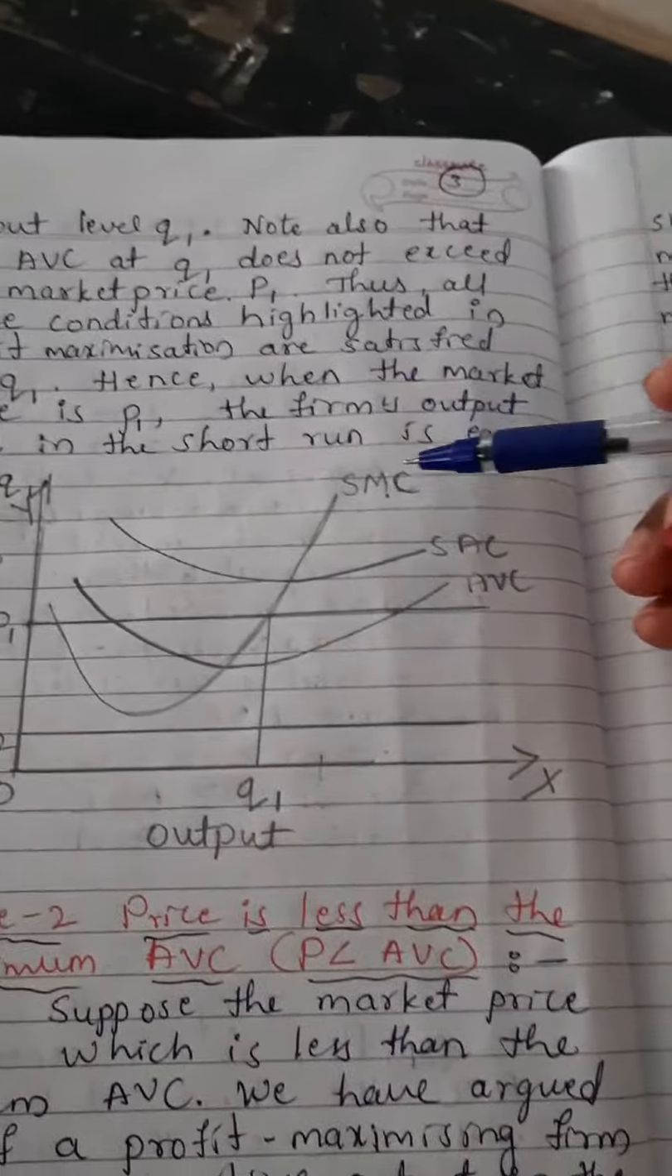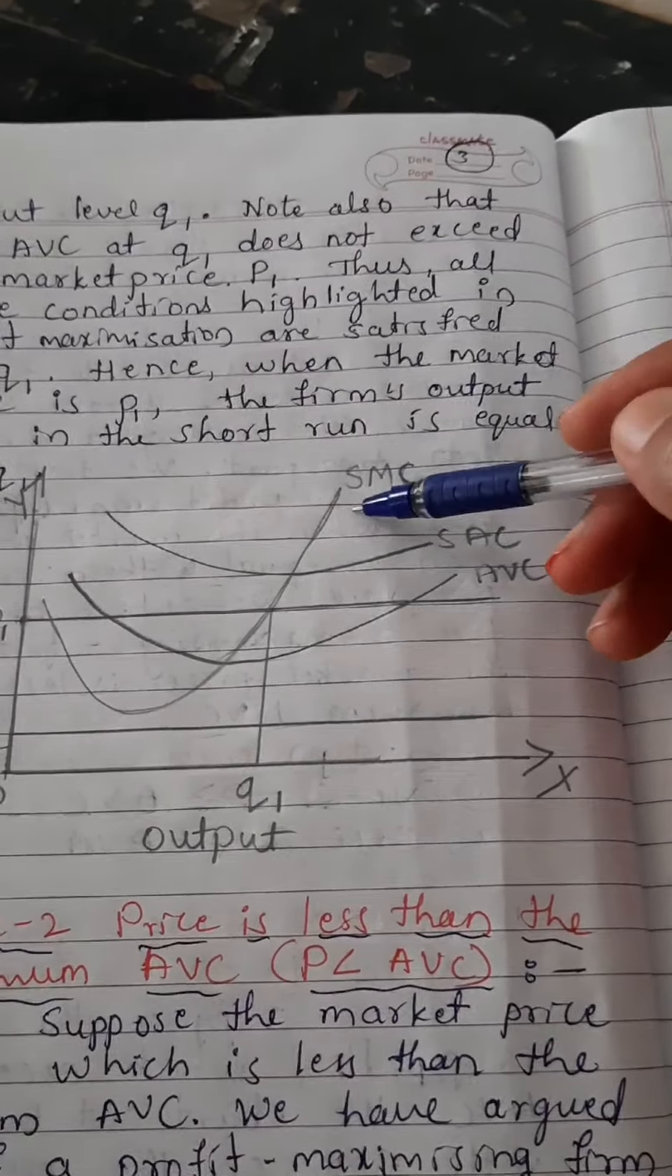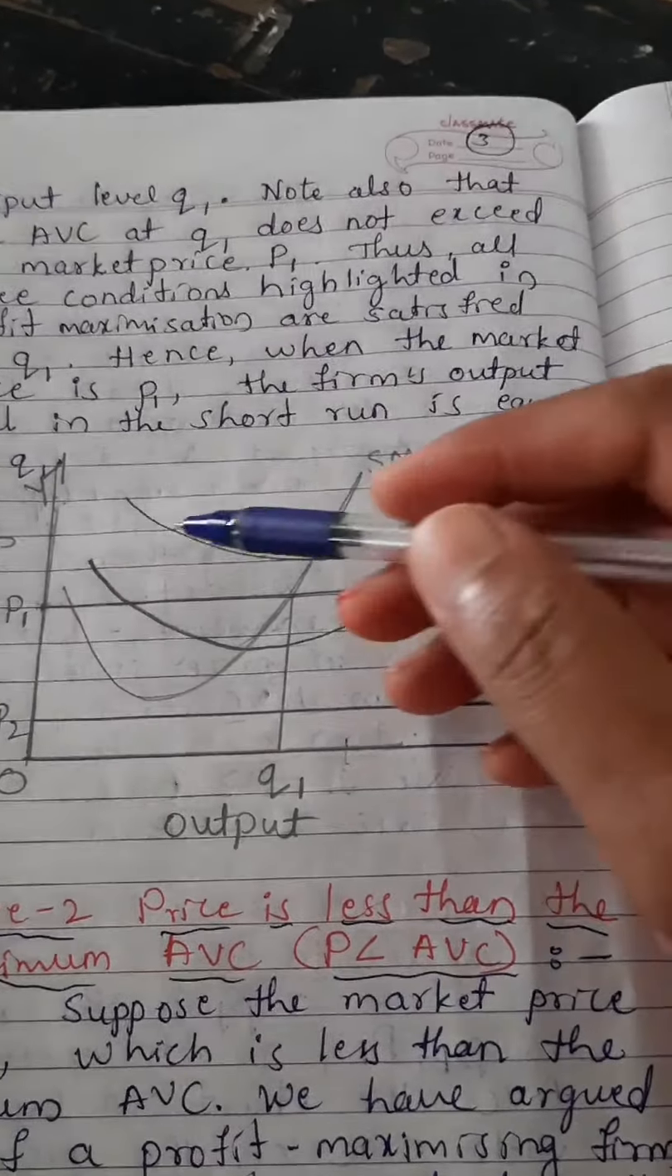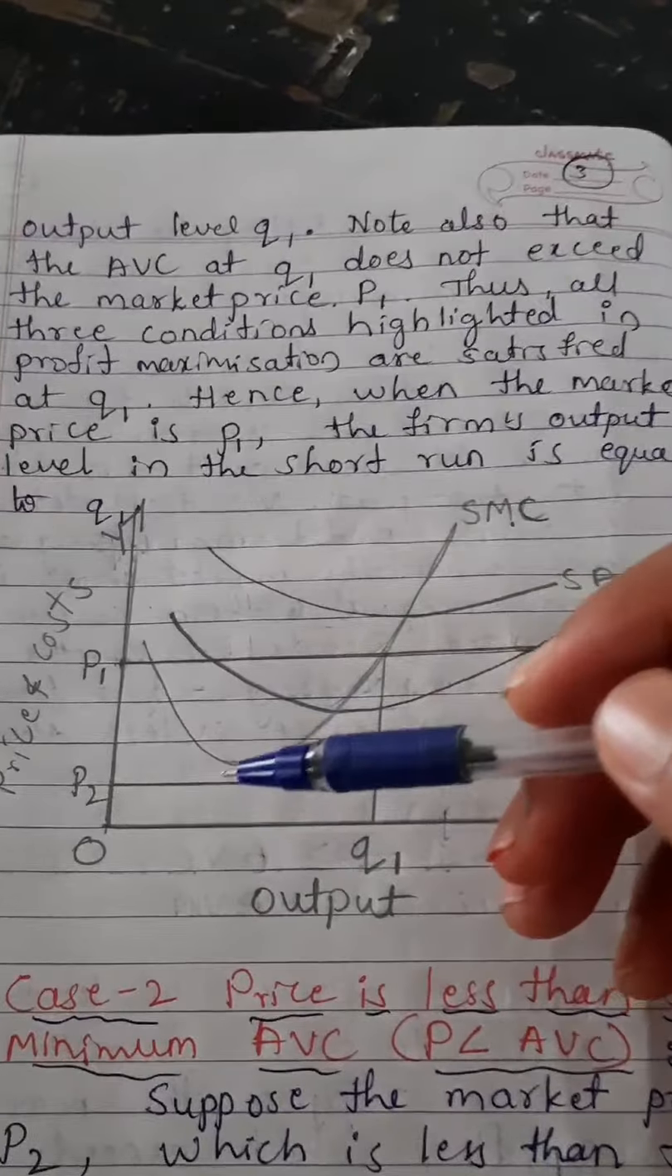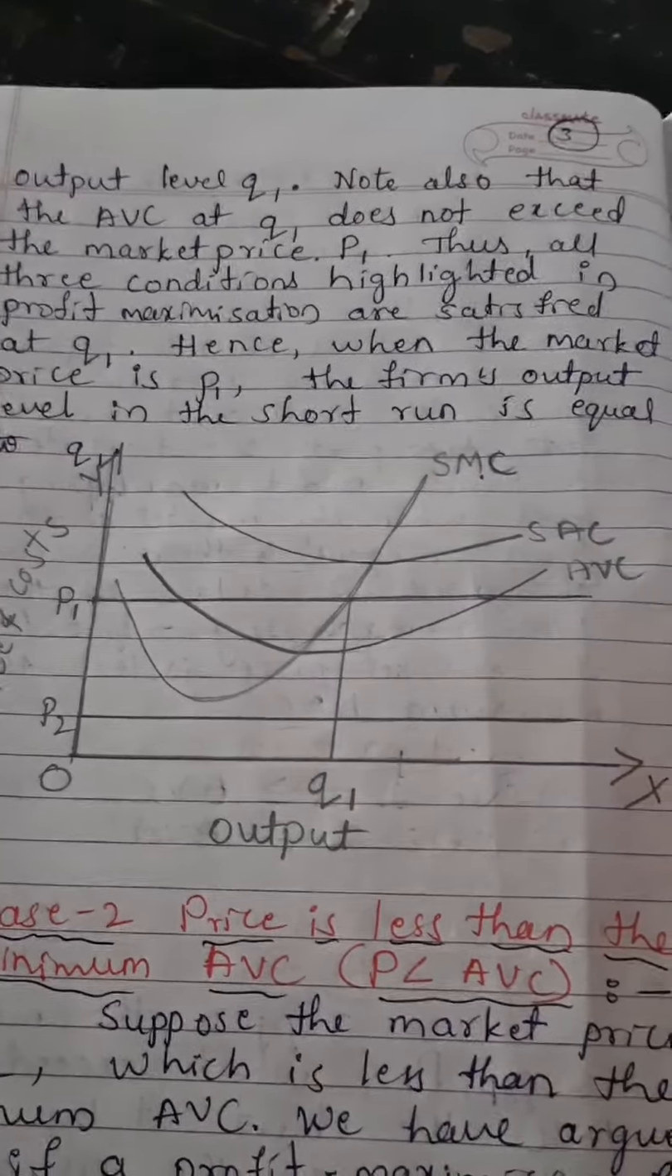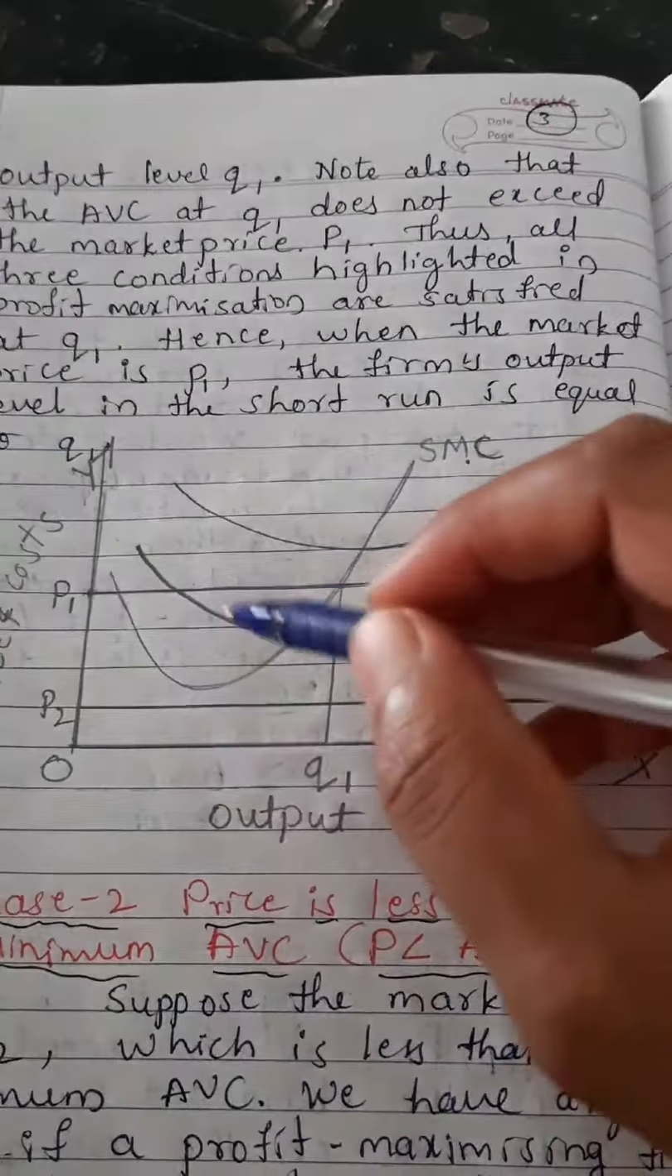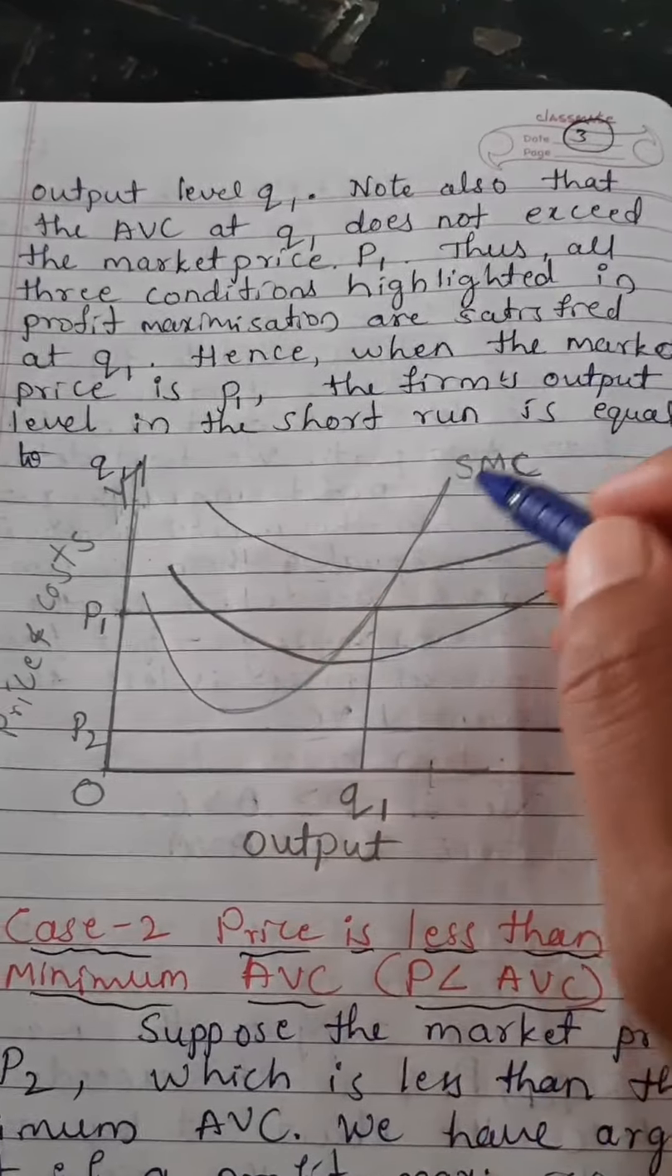Here three curves are given: the SMC curve, the SAC curve and the AVC curve, and the shape is a U shape. Already in the previous chapter you studied the shapes of the curves. Here this one is the U shape. This one is the marginal cost.